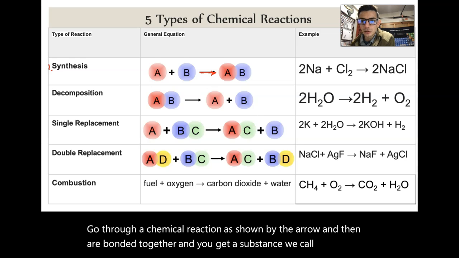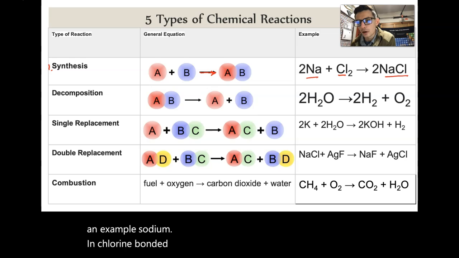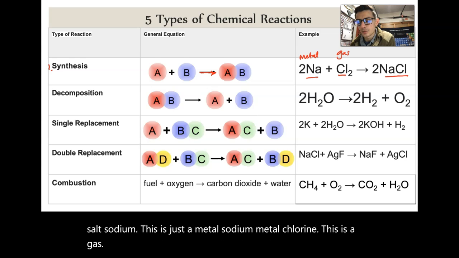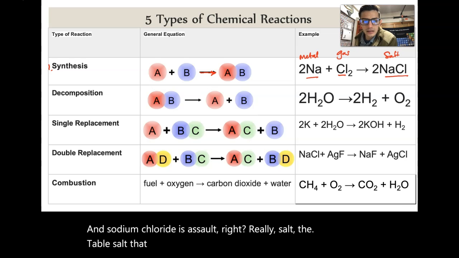Here's an example: sodium and chlorine bonded together to become sodium chloride, which is salt. Sodium, this is just a metal, sodium metal. Chlorine, this is a gas. And sodium chloride is a salt, right? Really salt, the table salt that we commonly have.